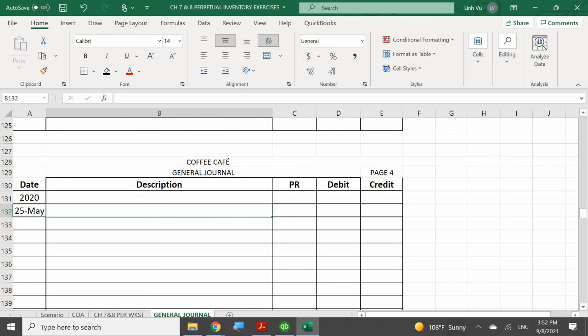Cash. Yes, we sold stuff, so we got cash. Sales discount. Sales tax. In this case, we're not going to be returning sales tax. Accounts receivable. None of these are on account. The cost of goods sold and inventory. Not yet. We sold stuff.